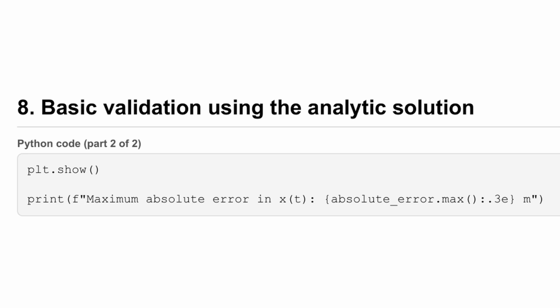This block of code calculates that absolute error and prepares a plot. We will also print the maximum value of this error to get a quantitative sense of the solver's precision given the tolerances we set earlier.